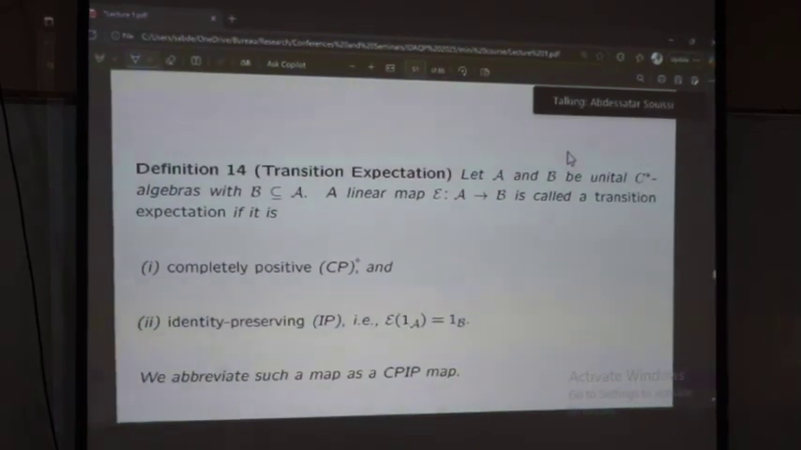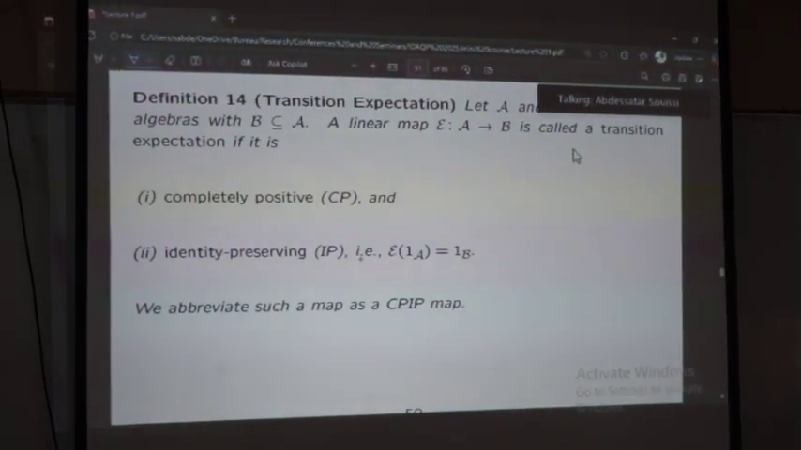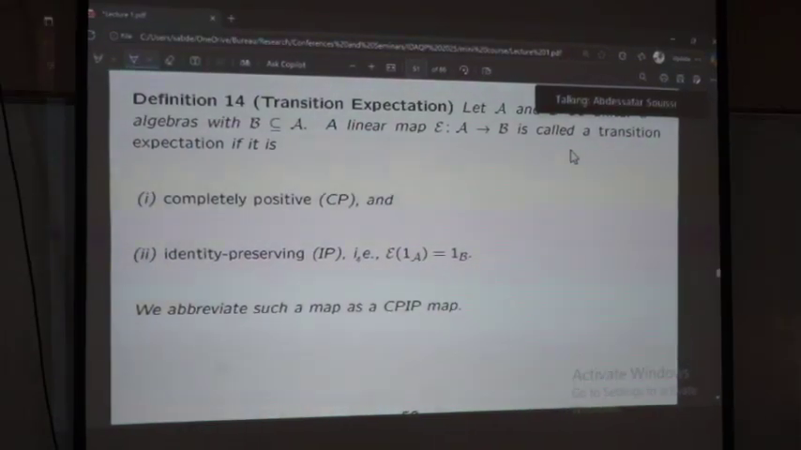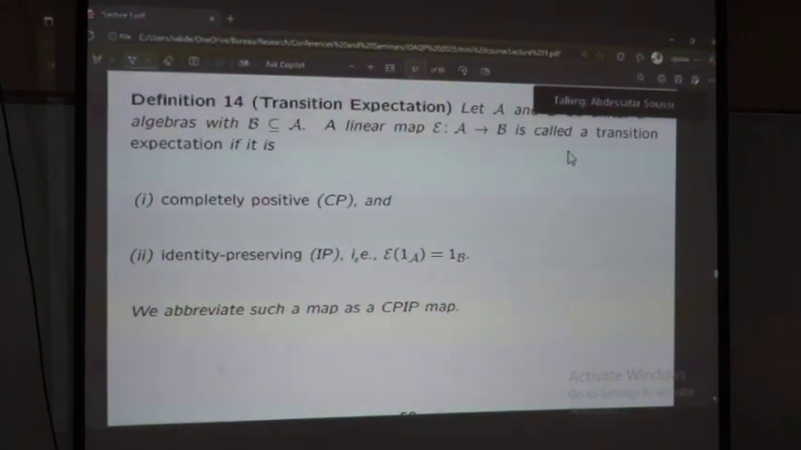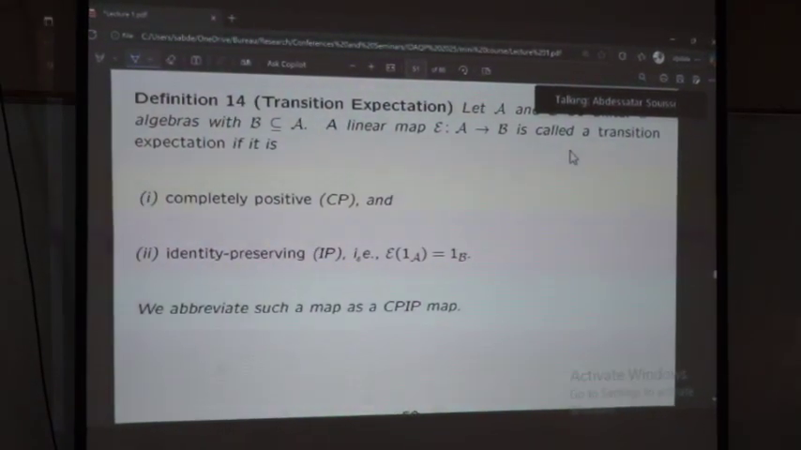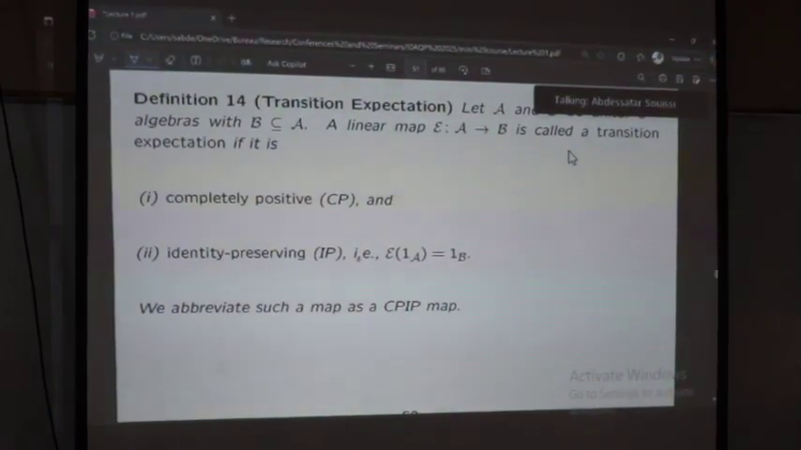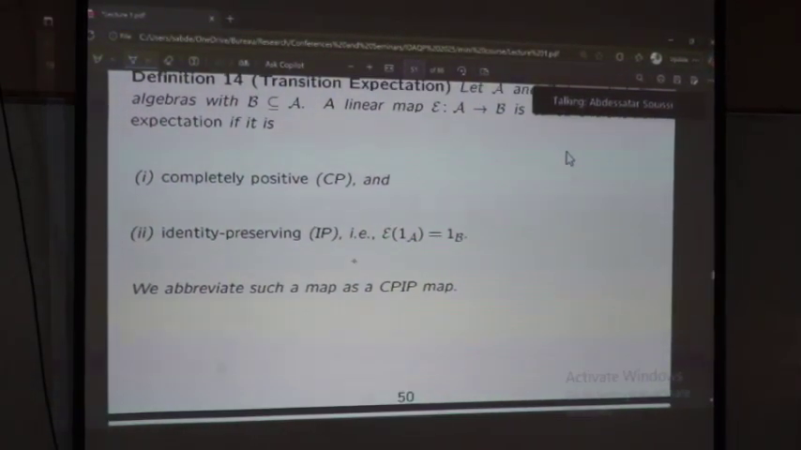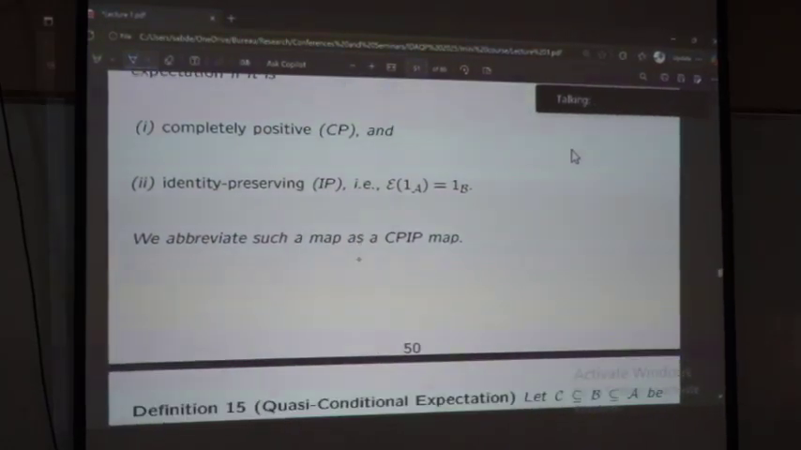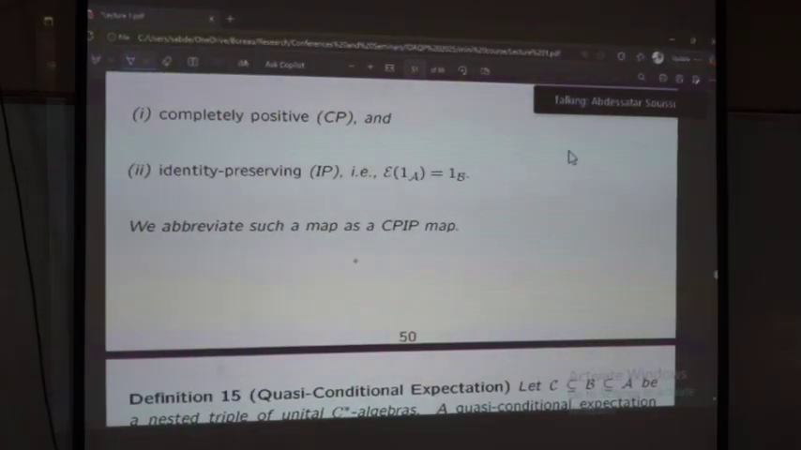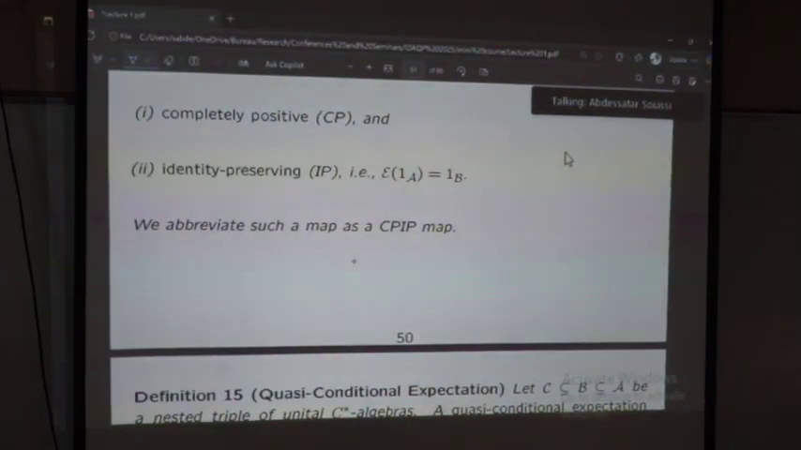Now, the conditional expectation is defined to be a unital Markov map from the star algebra A into the substar algebra B that satisfies the complete positivity condition and preserves the identity. Often we take CPIP to refer to completely positive identity-preserving maps.